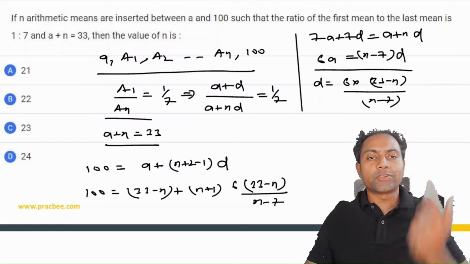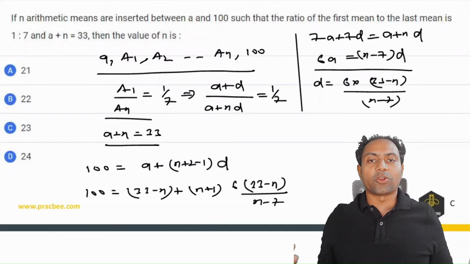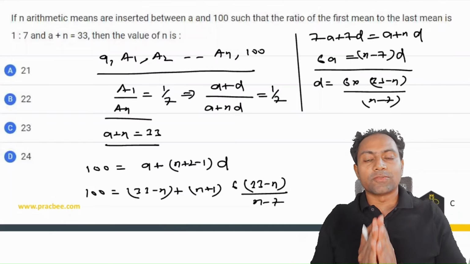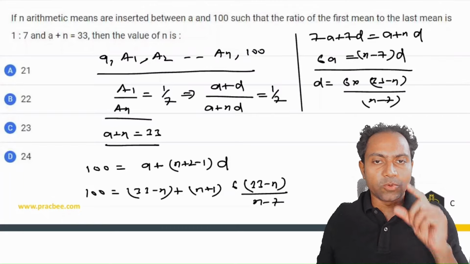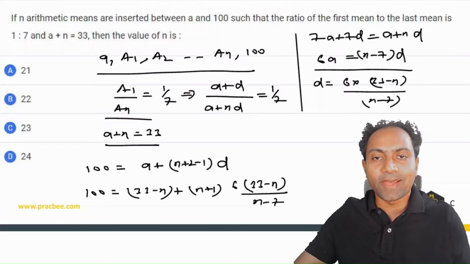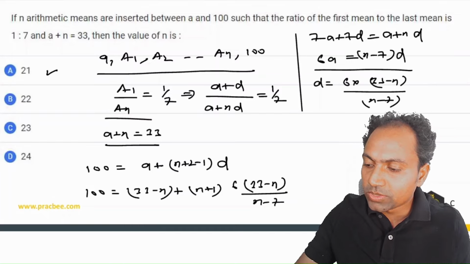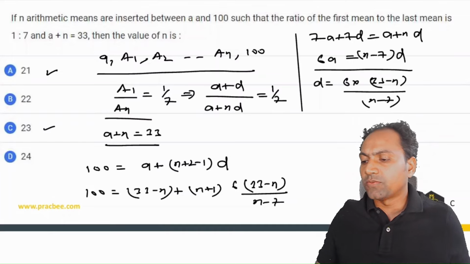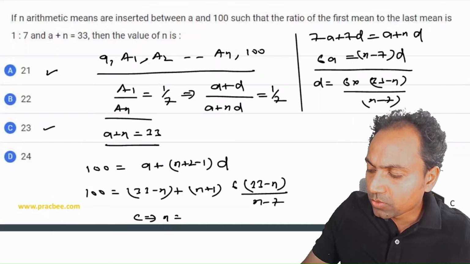Now there are two ways to move forward. You can take N minus 7 to the other side, make a quadratic, and solve it. It takes a lot of time. So an easier way to solve this question would be to satisfy the options. As you satisfy the options, if you clearly observe, only odd values of N would get satisfied. So it would be more sensible to satisfy these two values first. If you satisfy, you get your answer as option C, that is N equal to 23.